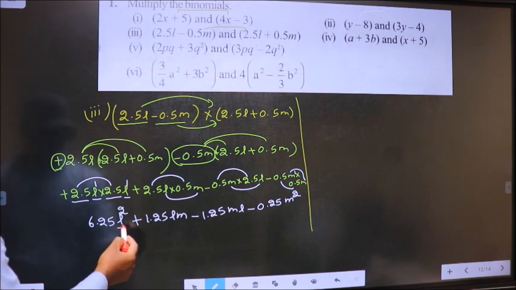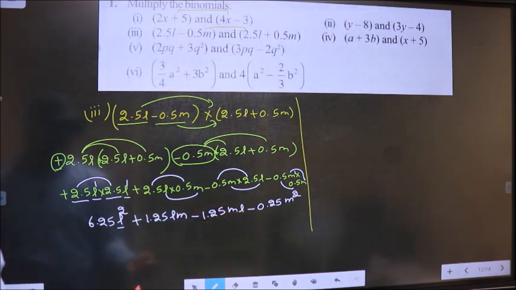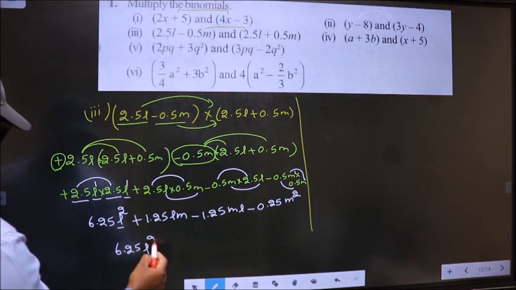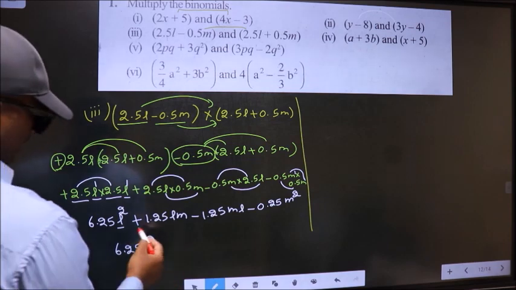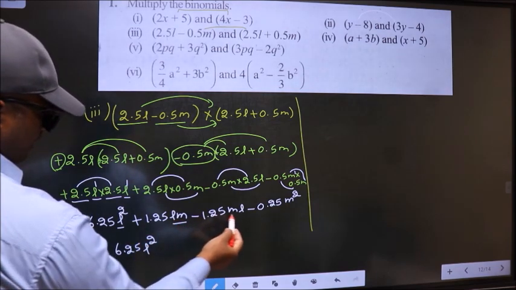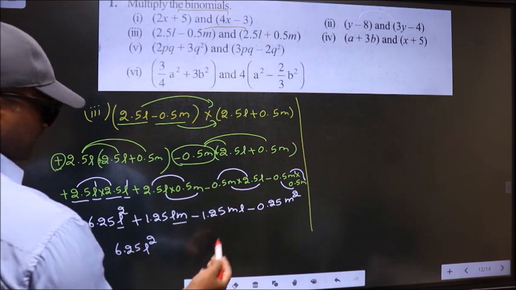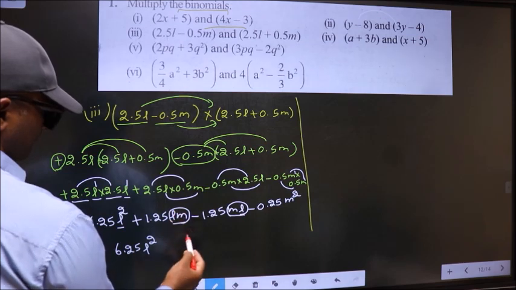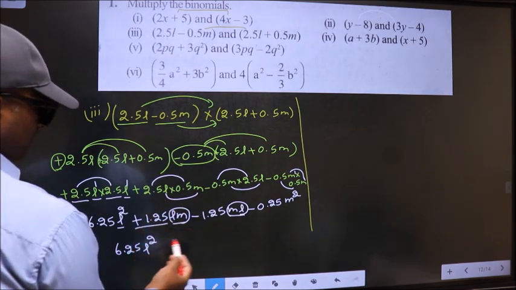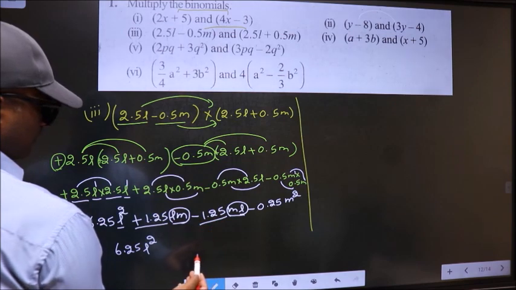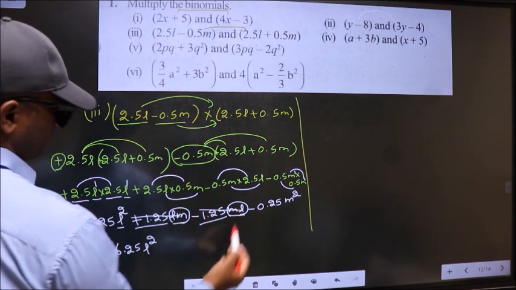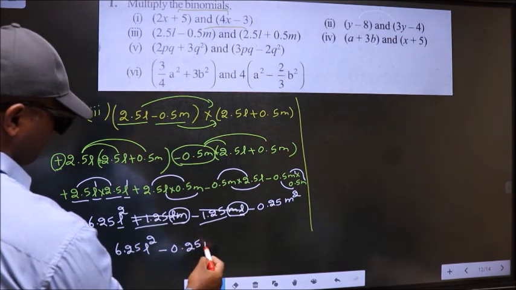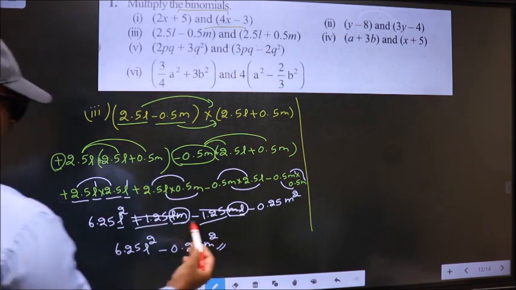Now here we have L square. Do we have L square term? No. So write L square term first. Now next is LM. Do we have anywhere else LM term? Yes. Whether LM or ML, both are same. So before this we have plus 1.25 and here minus 1.25. These two cancel out. So we are left with minus 0.25M square. This is our answer.